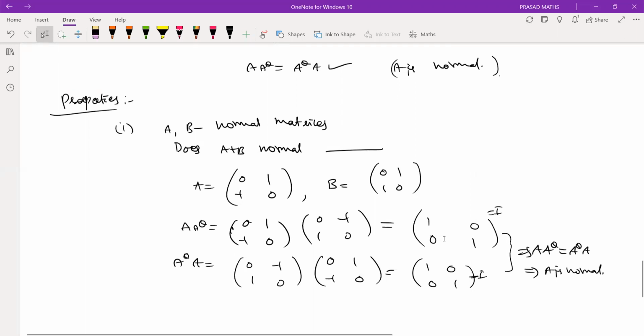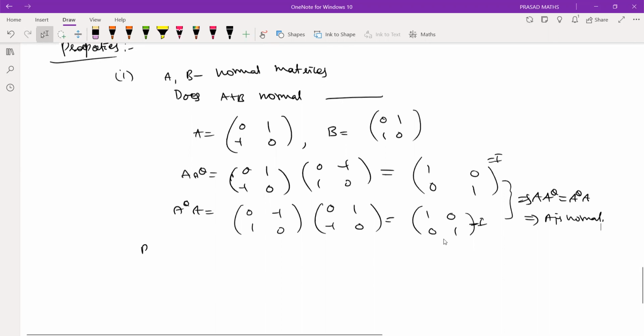Similarly, you can check B into B theta. B is nothing but 0, 1, 1, 0. What is B theta? 0, 1, 1, 0. So 0, 1, 1, 0 times 0, 1, 1, 0. Therefore, it is a symmetric matrix.